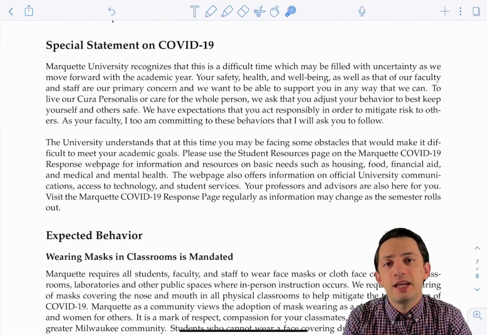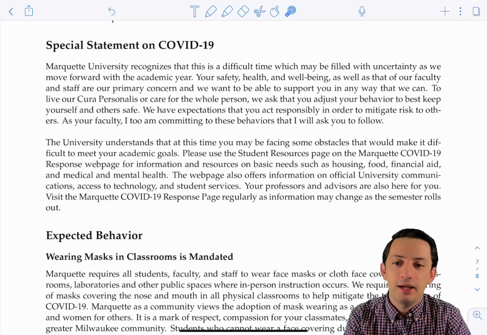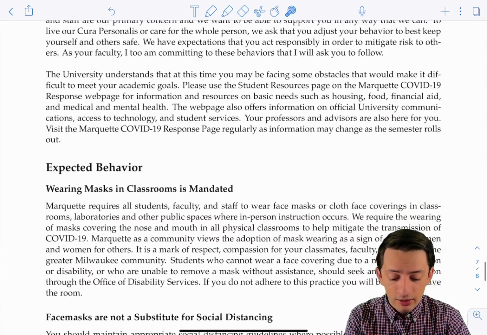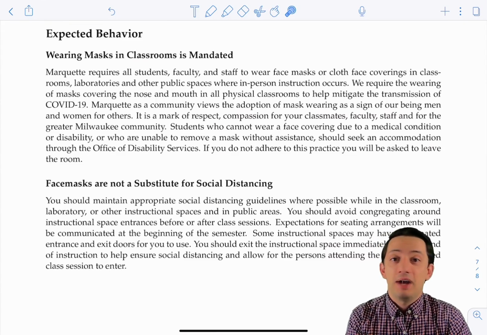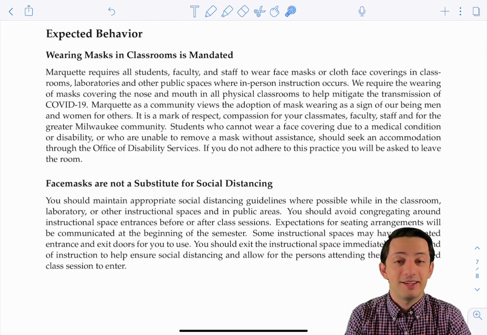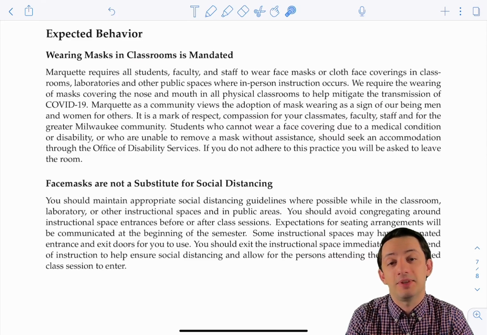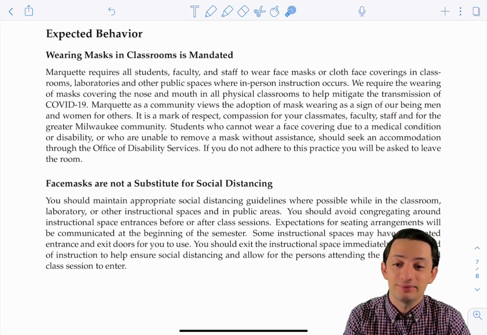So here we have a statement from Marquette about COVID-19. I'm basically going to summarize it to say, number one, this is going to be a very weird semester in a lot of ways, and I want to help you however I can. So if something's happening, let me know. And Marquette is requiring that you wear face masks in the classroom. Obviously, when we're watching the video, that's not an issue. But when you're in your discussion sections, it is required that you wear a face mask. This is to keep you safe and to keep your classmates safe and to keep the TAs safe. And your TAs will ask you to leave the room if you don't wear a face mask. So please do us all a favor. Let's make that not an issue.